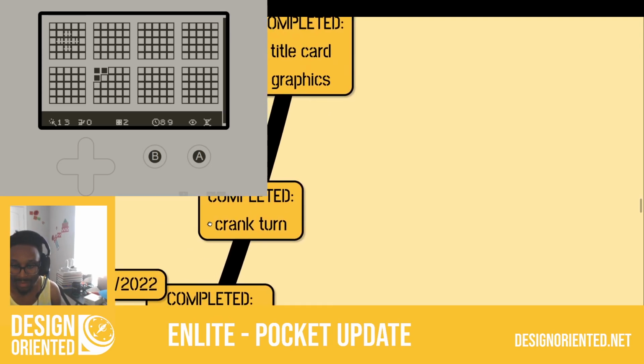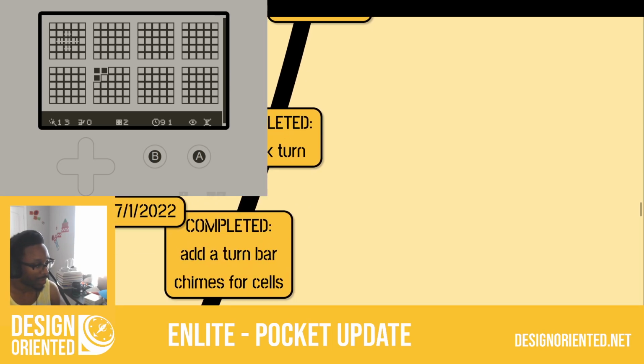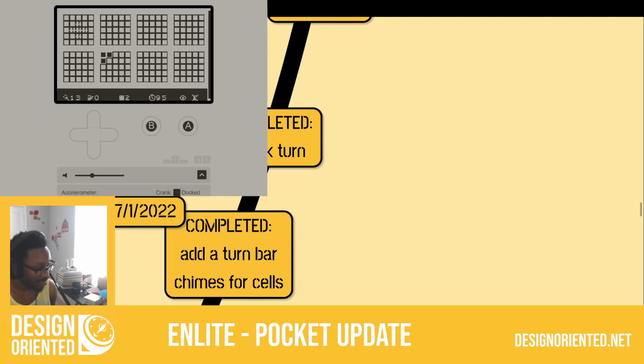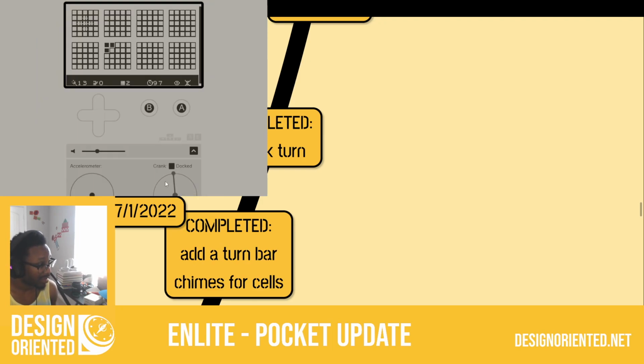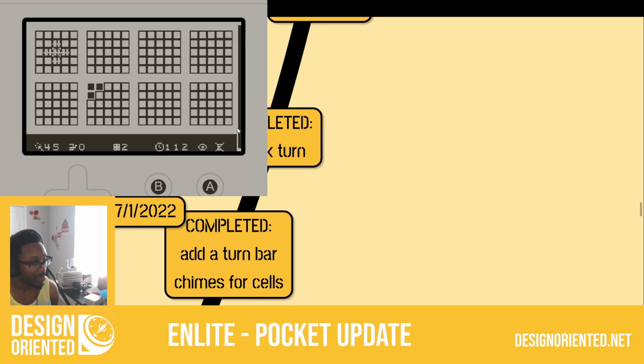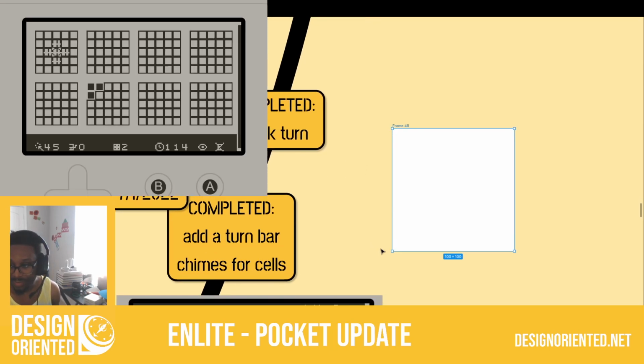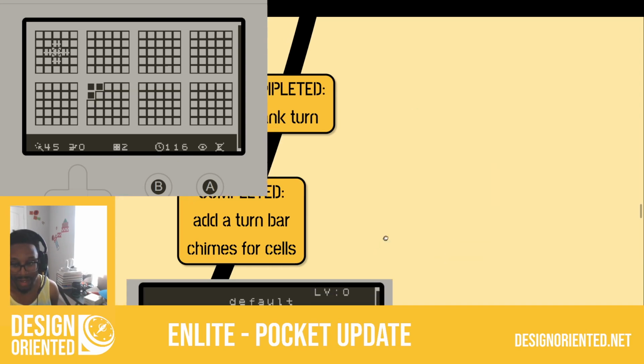Title card and graphics, and then I used the crank to rewind turns. You can kind of see that simulated here if I do this. You can see the turns on the right side, the little timeline. It works no matter how many boards you skip across, I think it works up to 50 different turns. So like that's the thing. And nope. Added a turn bar.